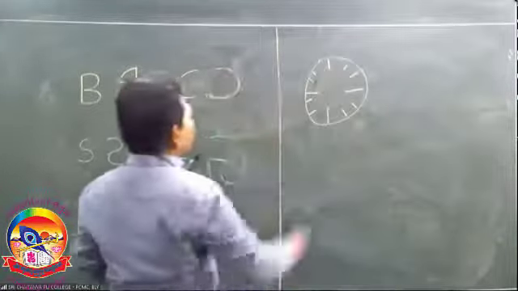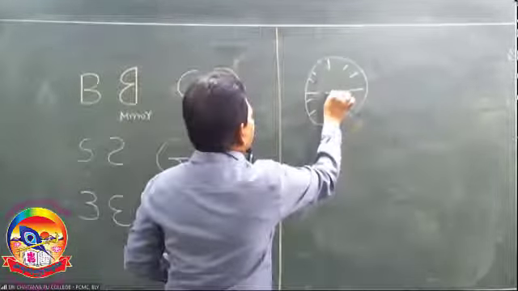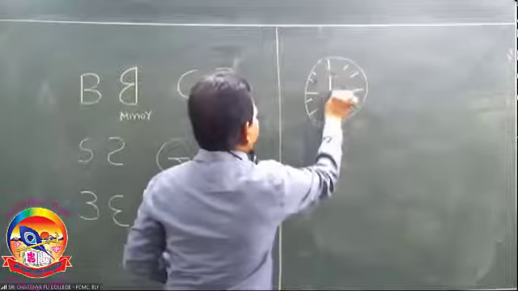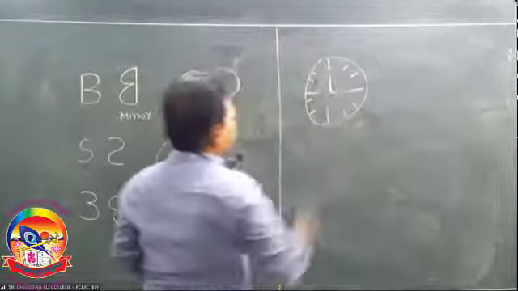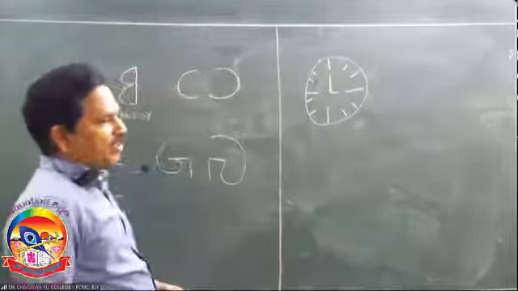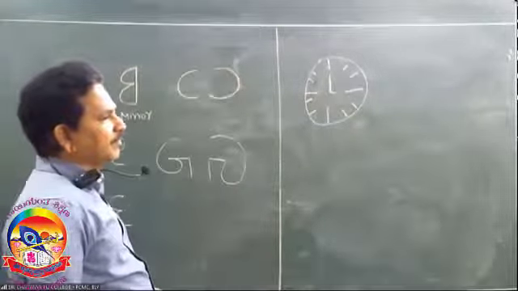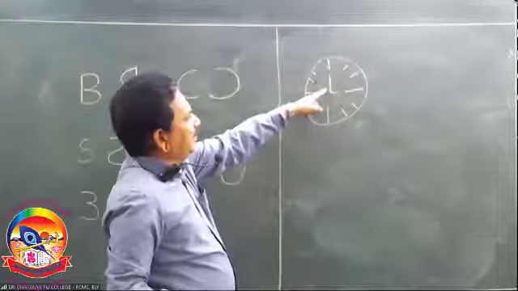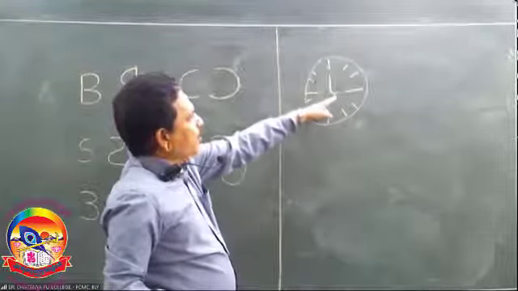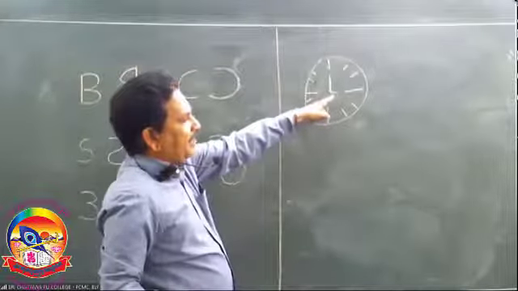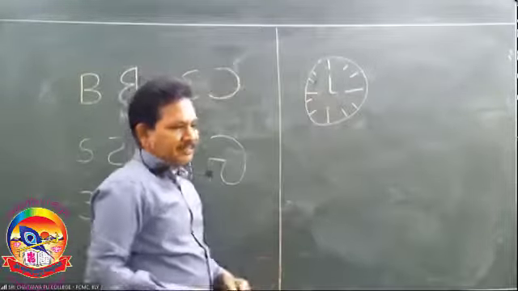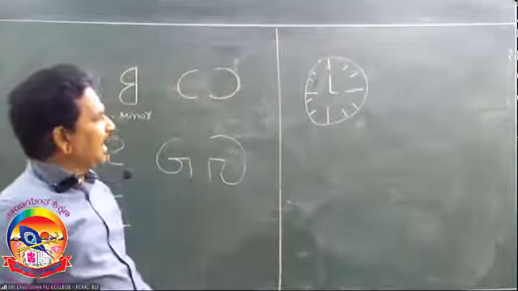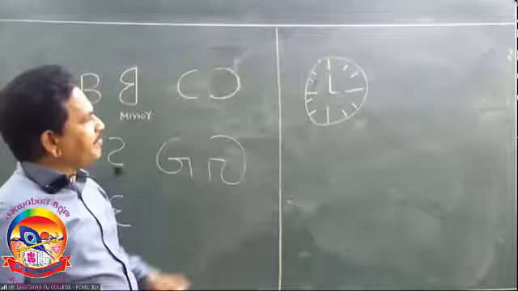In a clock, let us imagine the time is 3 o'clock. We know the longer hand represents the minutes hand, and the smaller hand represents the hours hand. Now the time is 3 o'clock.